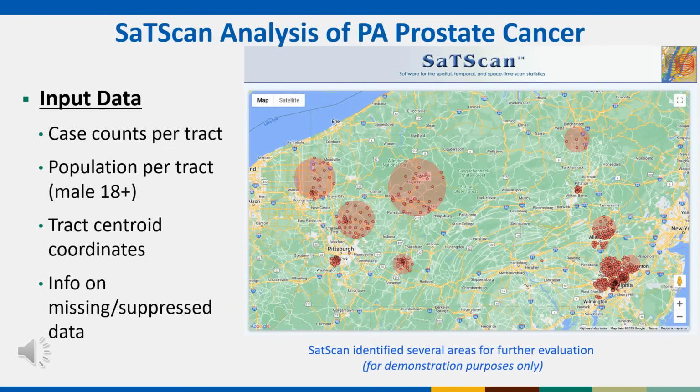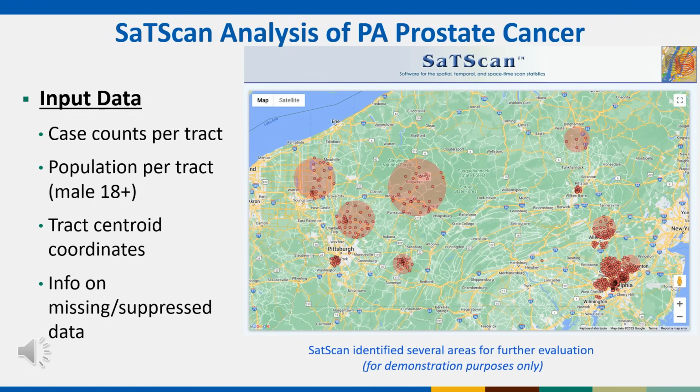This slide shows output of running SaTScan for Pennsylvania prostate cancer at the census tract level. Cases are aggregated over the 10-year period 2010 to 2019. This analysis was run for prostate cancer rates, and the data input included case totals per tract, population male 18 plus population per tract, and tract centroid coordinates. Also included is information for which tracts had their data suppressed due to small numbers, cases or population. SaTScan can take this into account.